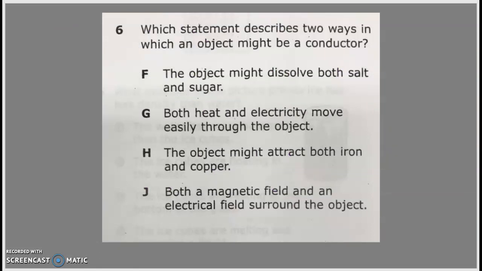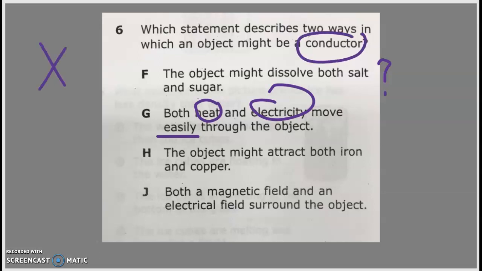Number 6 says, which statement describes two ways in which an object might be a conductor? Again, we evaluate all answer choices. The object might dissolve both salt and sugar. I haven't really talked about that, so I'm going to put a question mark right here, but I need to come back and reevaluate. Both heat and electricity move easily through the object. Remember, an insulator stops the flow, a conductor lets it go. So that's true that conductors will allow both heat and electricity to flow through objects. This one sounds the best so far.